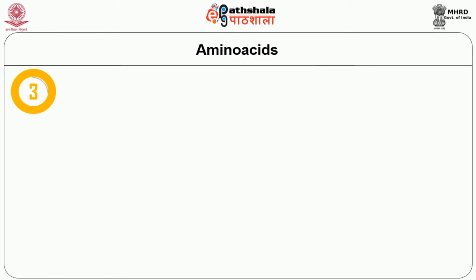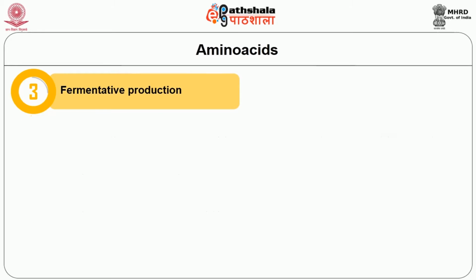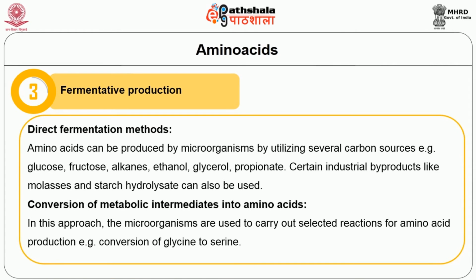Let's see the fermentative production. For the large scale production of amino acids, microbiological methods are employed. And here again there are three different approaches. The first one, direct fermentation methods.